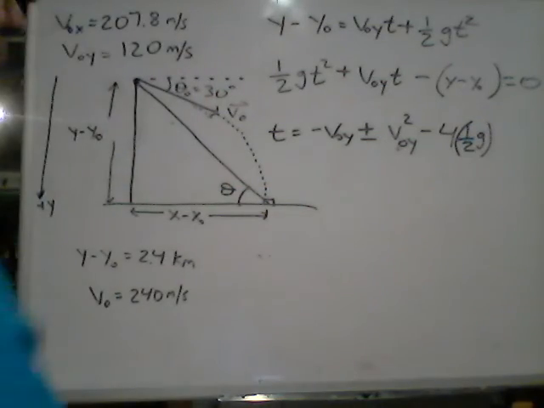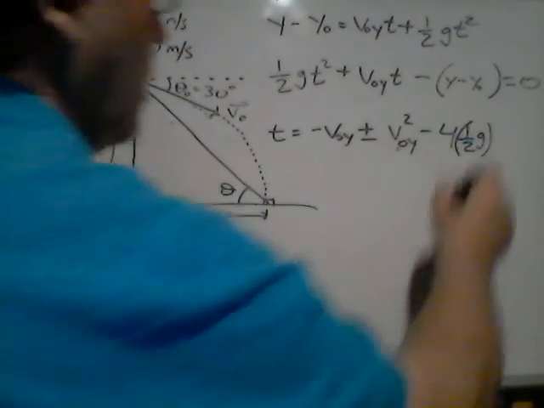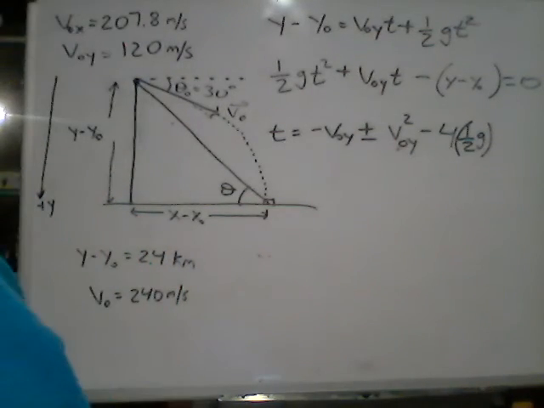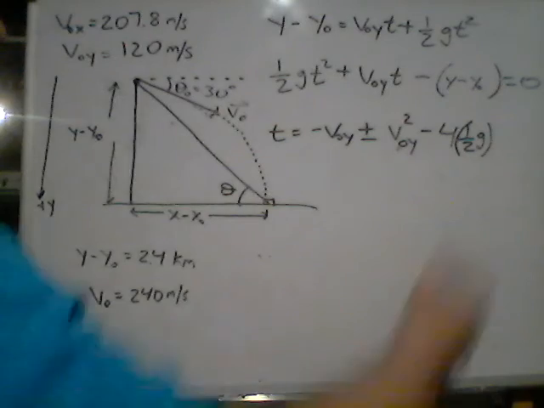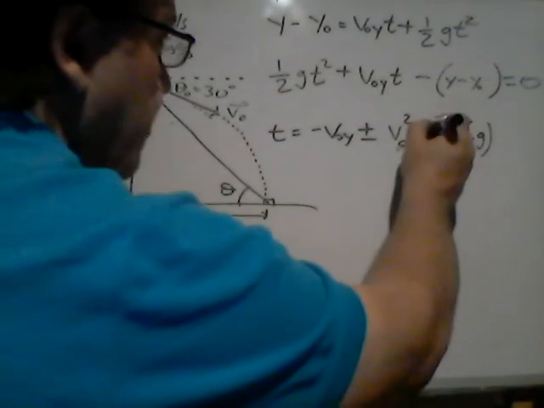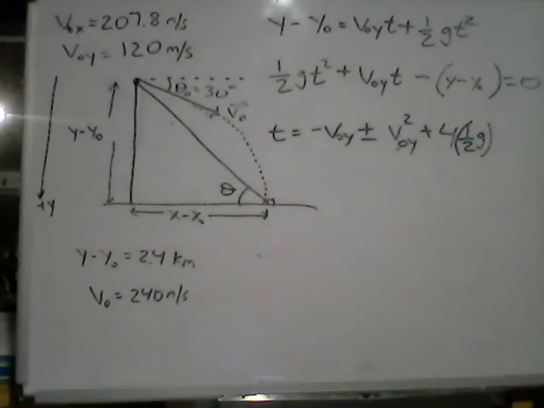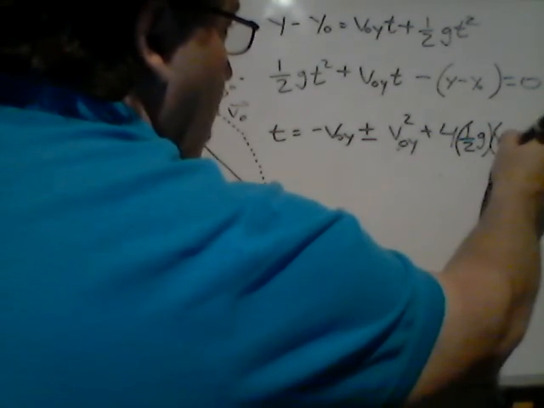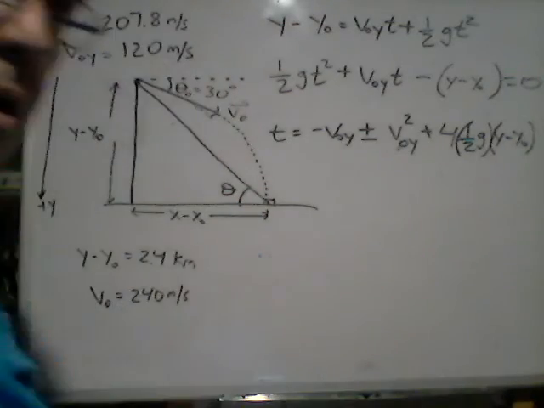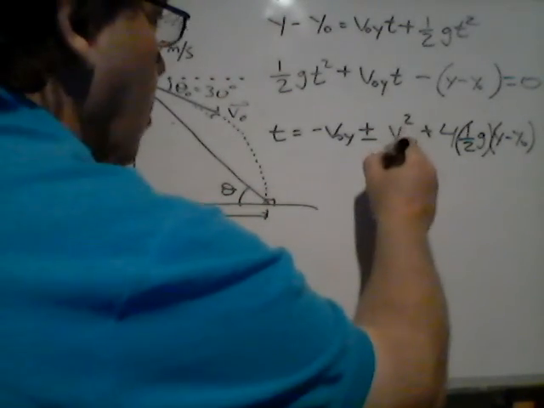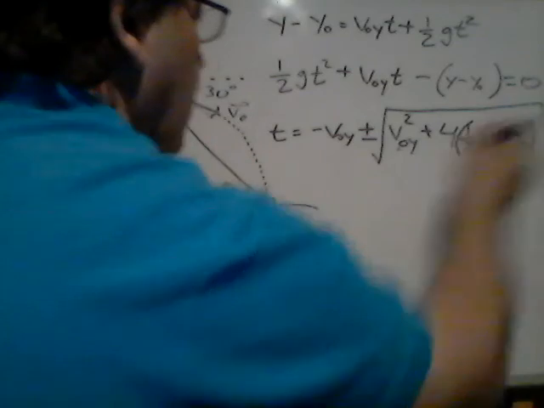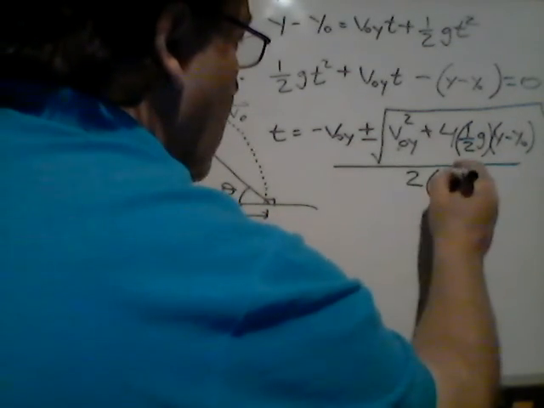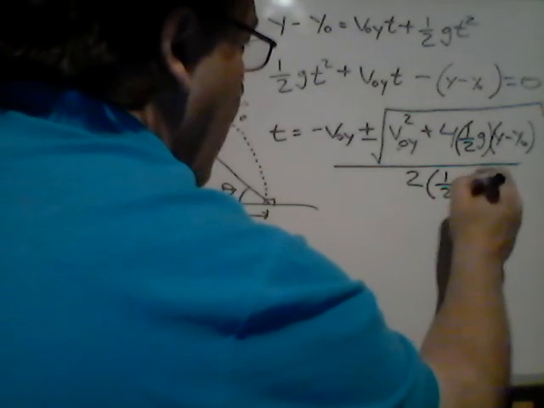Too much space I have left. And then c is, now let's be careful here, negative y minus y naught. That means that negative is going to cause this sign to be a positive: y minus y naught. Okay, take the square root of all of that and divide that all by 2a. And a again is 1/2 g.